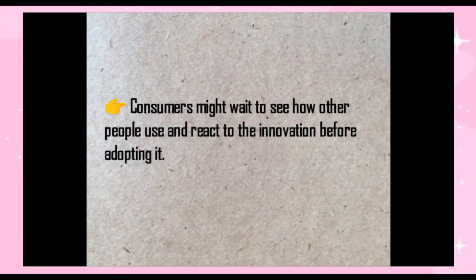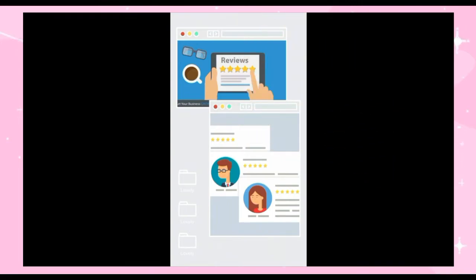Consumers might wait to see how other people use and react to the innovation before adopting it. For example, Samsung released a latest phone, but before the consumer adopts it, they will search for information and watch reviews on YouTube to make sure of the quality of the product. In this situation, the S-shaped diffusion curve enters because the consumer must first be satisfied before they adopt it.